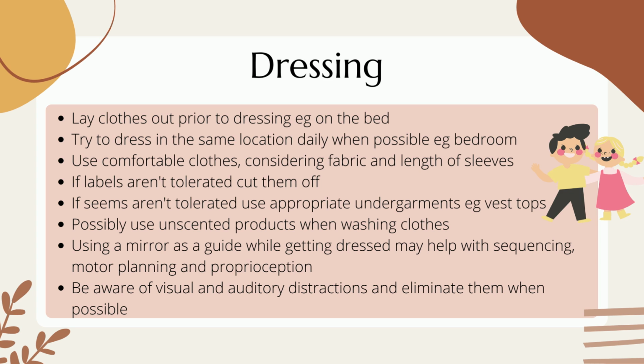I would also suggest, if these are very simple ones here, if labels aren't tolerated, I would simply cut them off. And the same for seams. If they are not tolerated, I would try to use undergarments such as vest tops, as they may prevent that disliked sensation, which is often the rubbing against your child's skin as they use their vestibular movement. That can be the most distressing, as it may be snagging on the hairs on their arms. The touch sensation may just be slightly too much. So if you can limit that by adding an additional vest underneath, or using a fabric softener to lessen that rough texture, they may find it extremely beneficial.